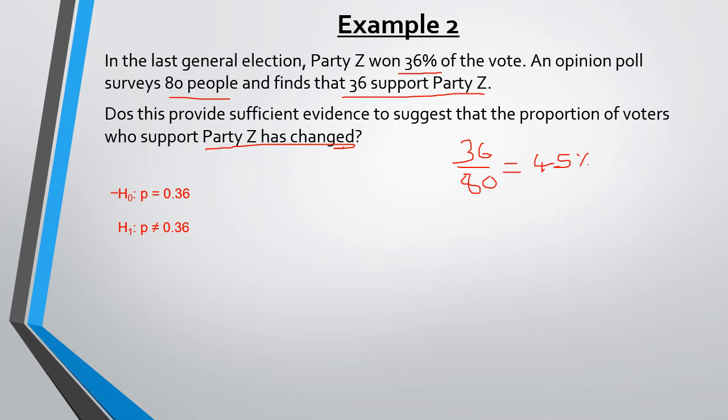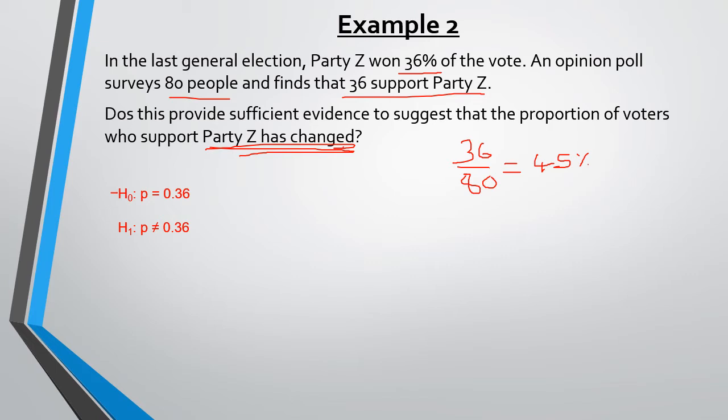My H1, now remember, do not go off this 45%. I know that we can see that it's increased, but remember, we're doing our alternative before we get the data. And all it's saying is we wanted to see whether it has changed. Okay, so that has changed, not up, not down, just changed, so not equal to.